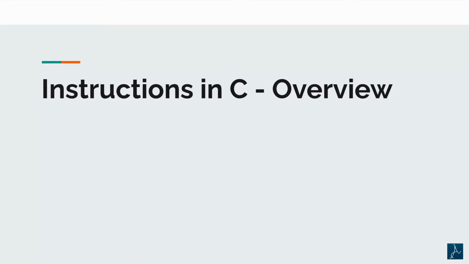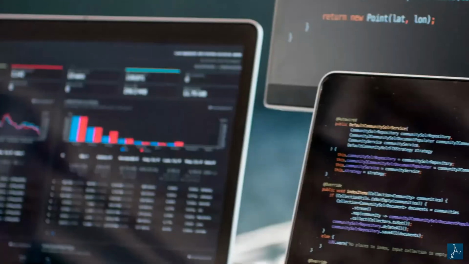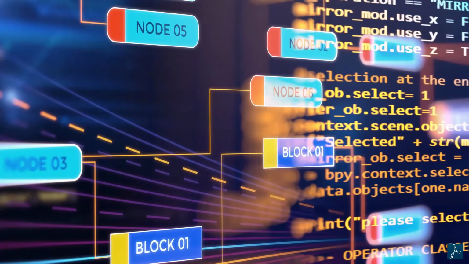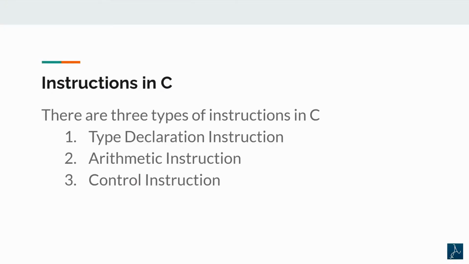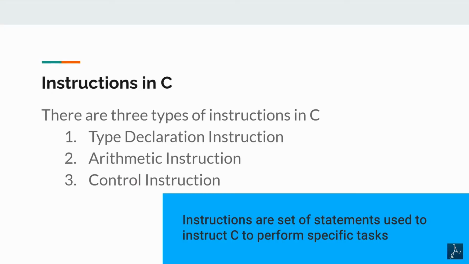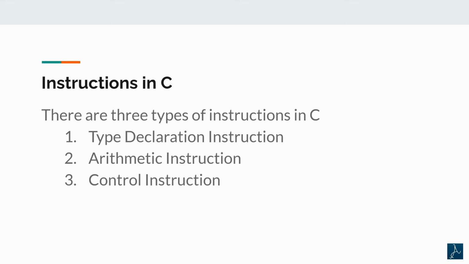In this lecture, I will give a brief introduction about instructions in C. What are instructions? Instructions are a set of statements used to instruct C to perform specific tasks. There are different types of instructions in C.